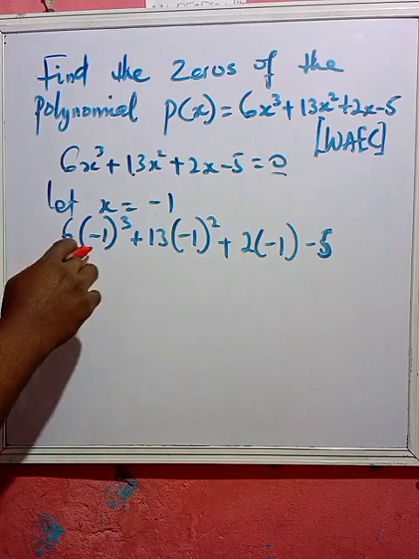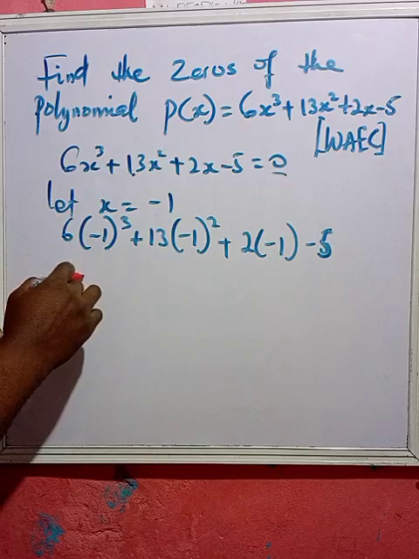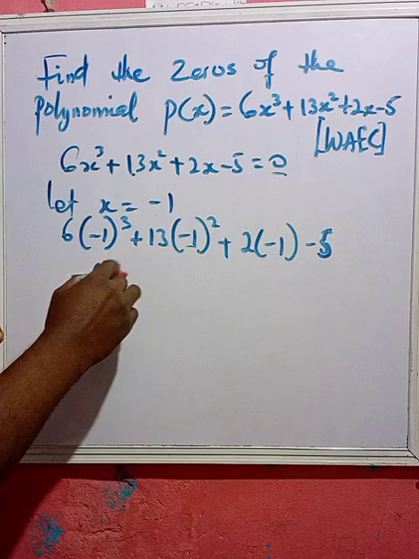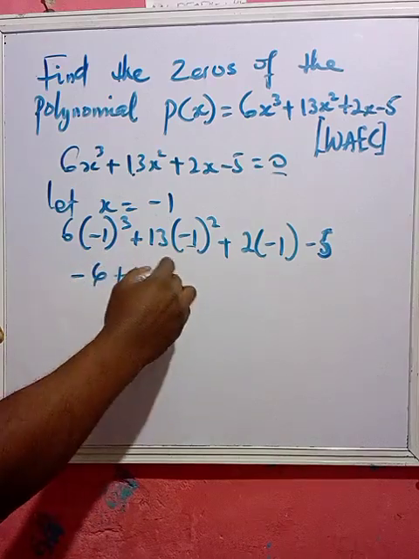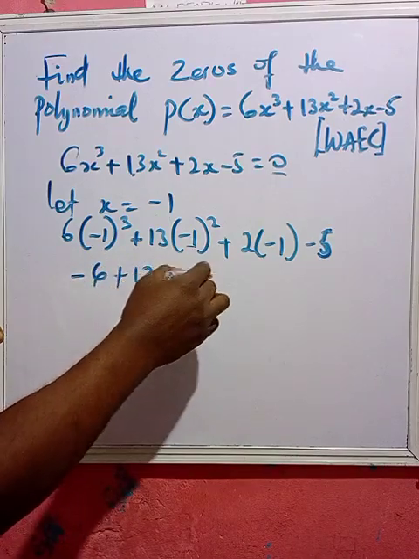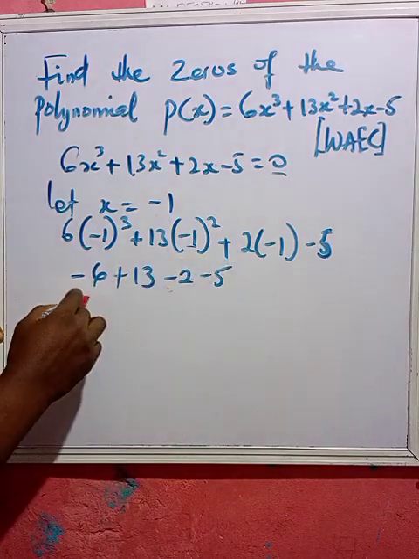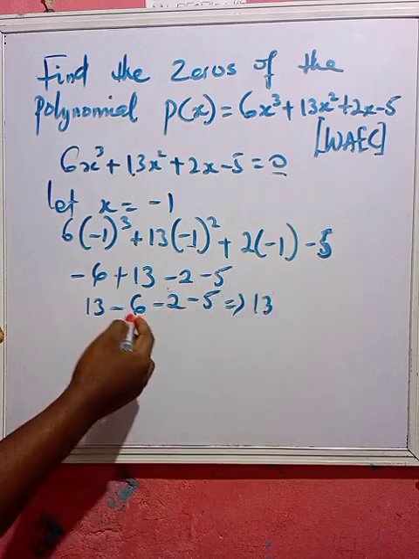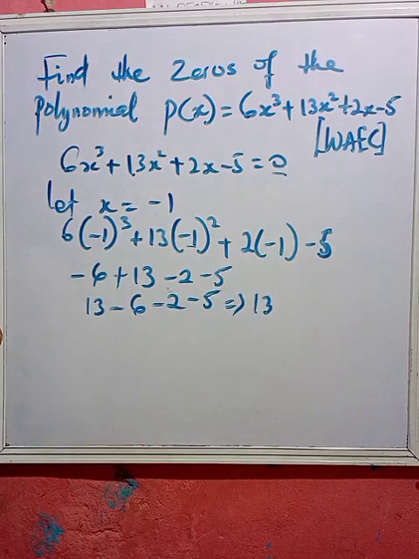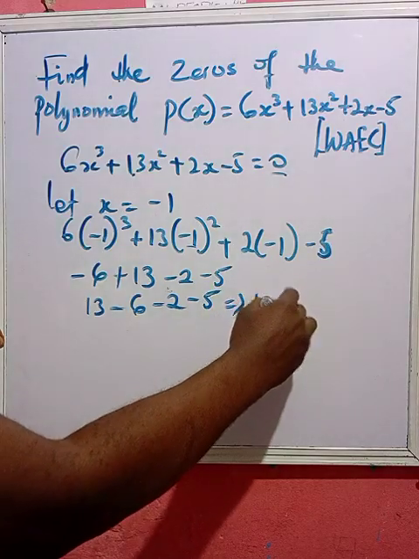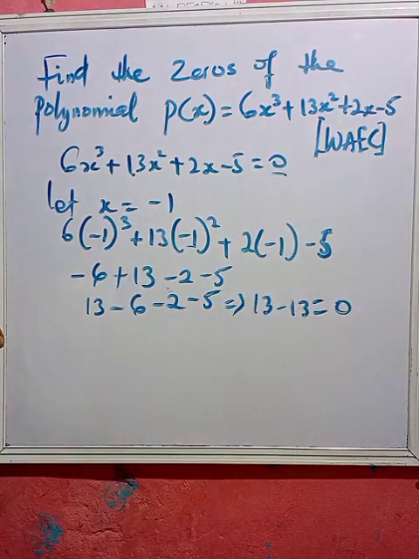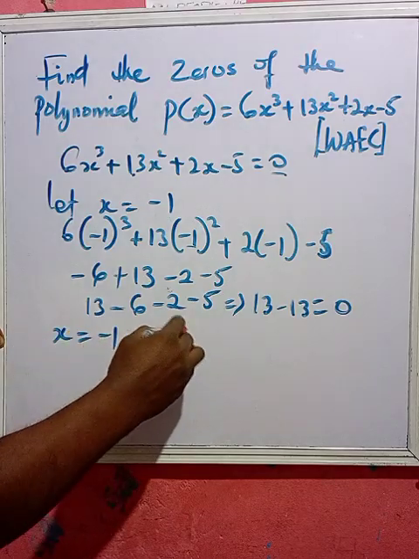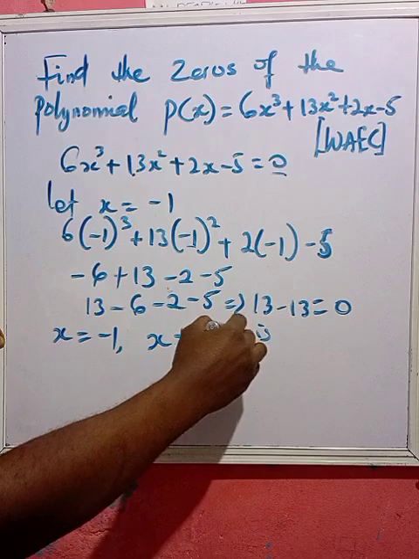Now let's proceed. Minus 1 cubed is minus 1, so minus 1 times 6 is minus 6. Minus 1 squared is 1, minus 1 times minus 1 is 1, so that will give us plus 13. 2 times minus 1 will give us minus 2, and this will be minus 5. So we now have 13 minus 6 minus 2 minus 5. Minus 6 minus 2 is minus 8. Minus 8 minus 5 is minus 13. So this should be minus 13 too, and this should be equal to 0. In other words, we are saying x equal to minus 1, which is the same thing as x plus 1 equal to 0, is a factor.